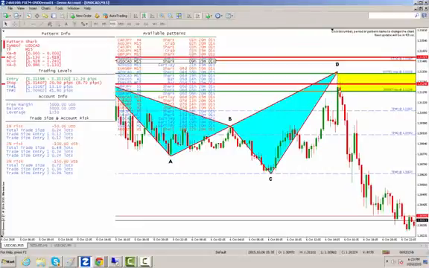Something like this, where it has tested this zone and it's even over here, it's fine to jump in. You've established a resistance point, and you can establish a resistance point here. Not a problem. Let's see what else we got.